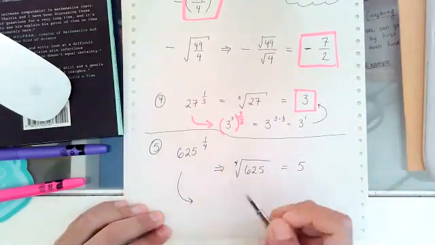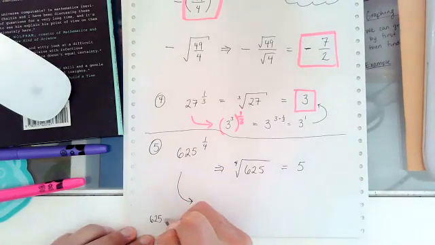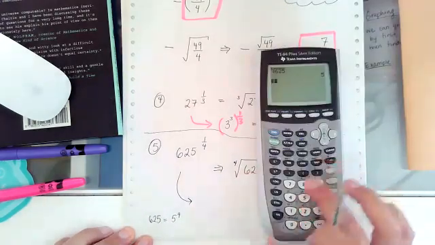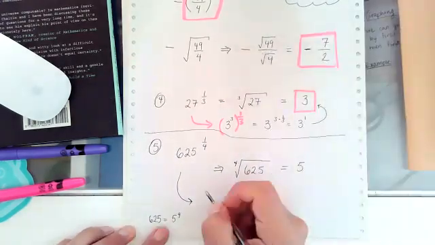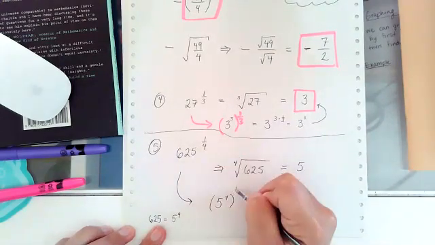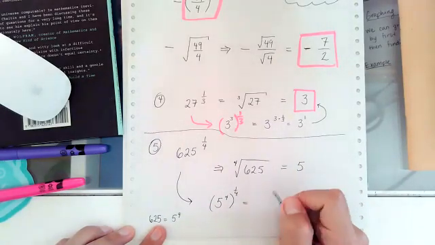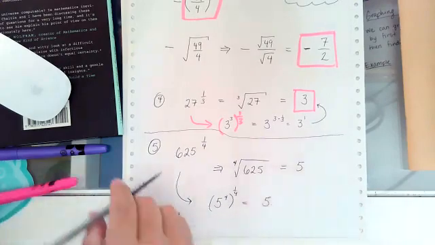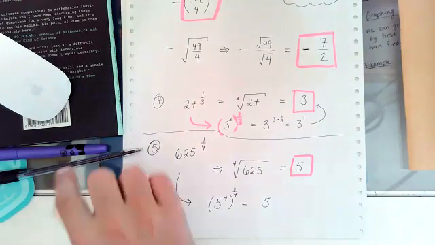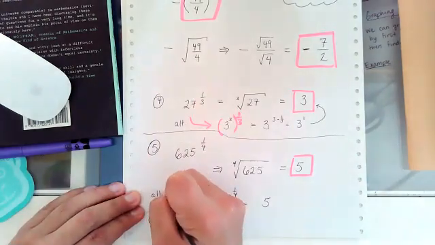The alternative method would be to recognize that 625 is equal to 5 to the 4th power. So we could call this 5 to the 4th power raised to the 1/4 power. And then those powers, since they're reciprocal powers, cancel out. So we just get 5. Either way, I'll write here alternative.